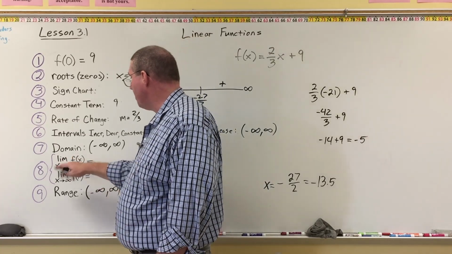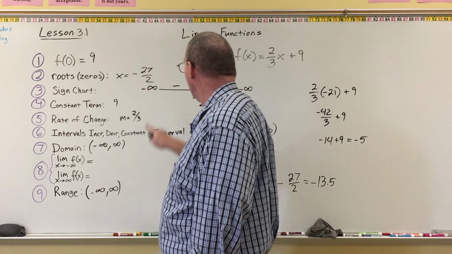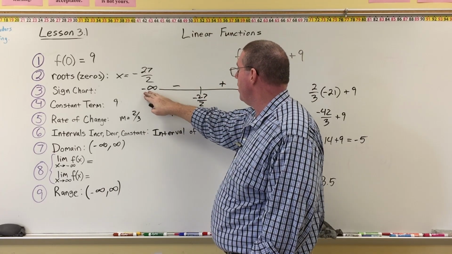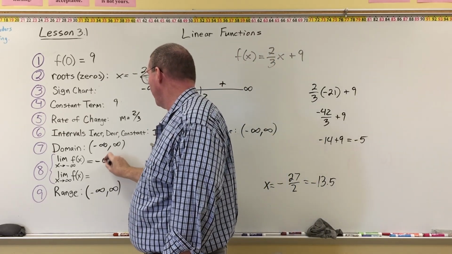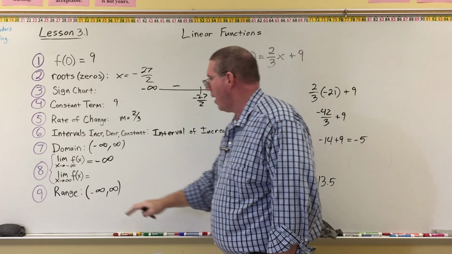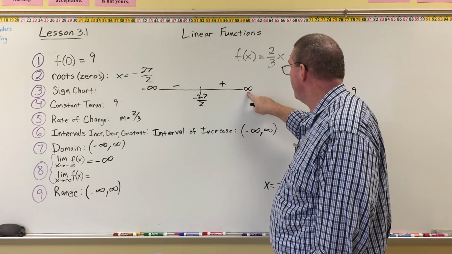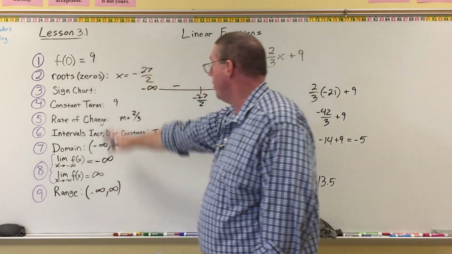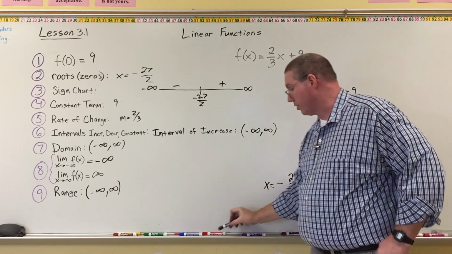Lastly, we've got the end behavior, okay? Well, as x approaches negative infinity, here's our negative infinity. Look at this. What's next to our negative infinity on our sign chart? Negative. And that means the answer to this one is going to be negative infinity. Now as x approaches positive infinity, what's next to our positive infinity on the sign chart? Positive. And that means the answer is positive infinity. And there we have identified all of our important characteristics of a linear function, okay?